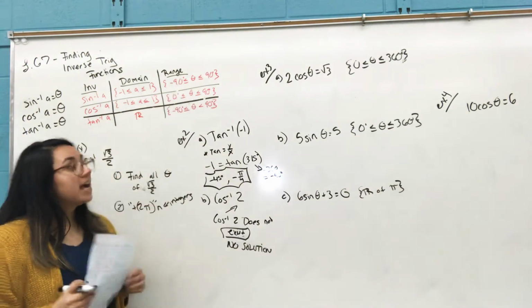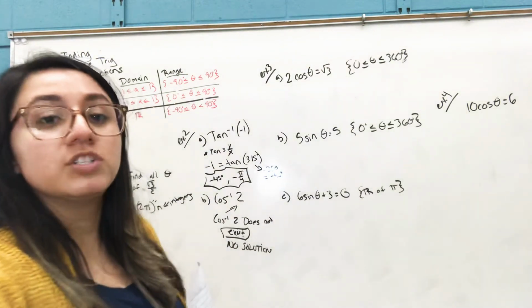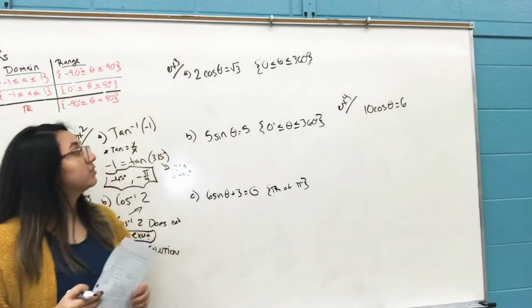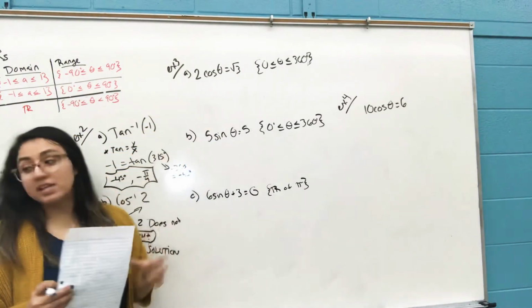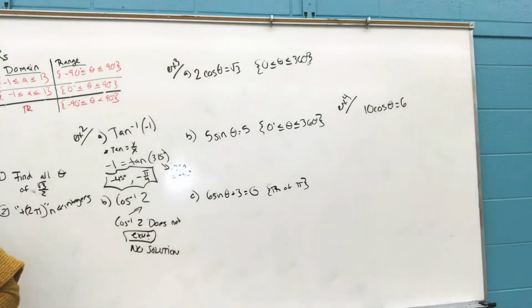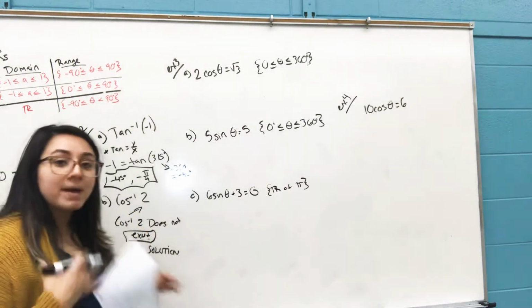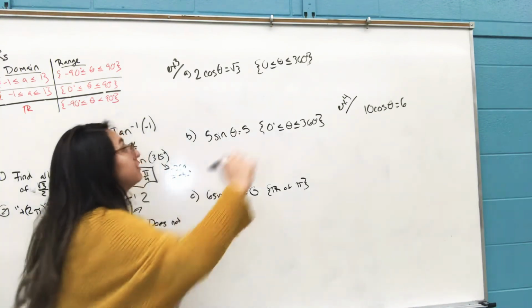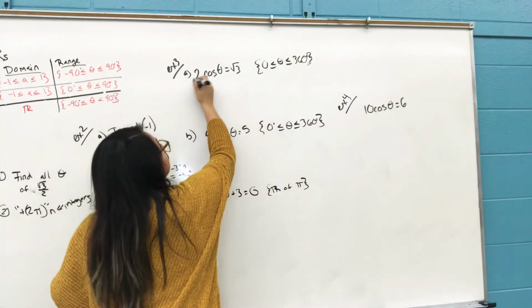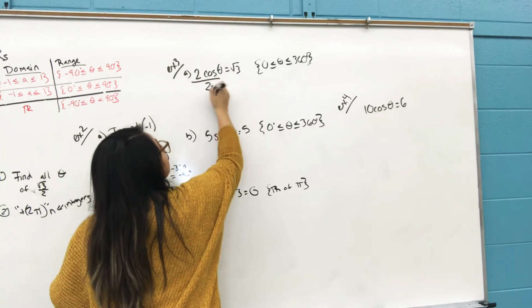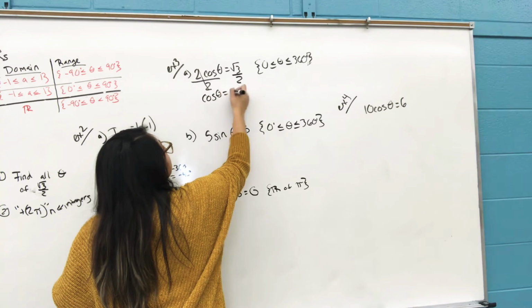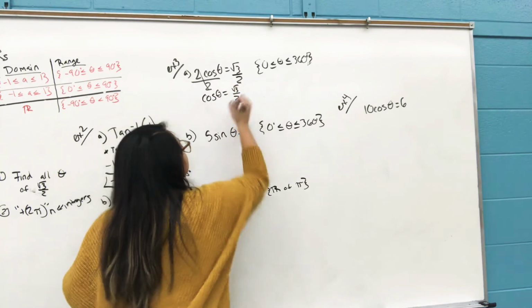Example 3. Now we are solving for these type of equations, which you will see quite a lot. We have 2 cosine theta equals radical 3 between the limits of 0 and 360. The direction says solve for that. So we're finding any possible degrees for this here. Just like you're solving for x, you're going to be solving for each of these trig functions. To get cosine by itself, you divide by 2. So then you have the cosine of theta is equal to radical 3 over 2.